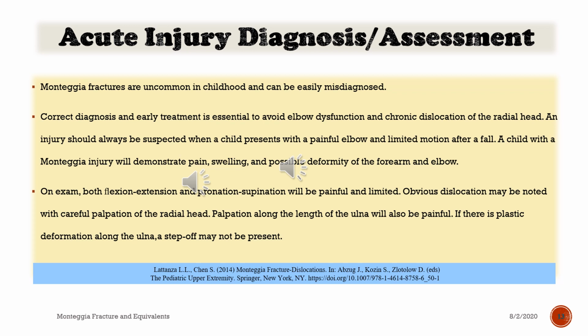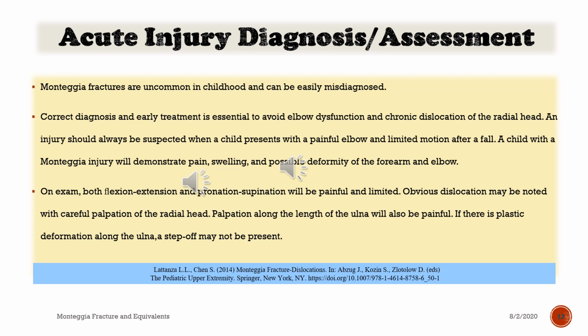Acute injury diagnosis and assessment. Monteggia fractures are uncommon in childhood and can be easily misdiagnosed. Correct diagnosis and early treatment is essential to avoid elbow dysfunction and chronic dislocation of the radial head. An injury should always be suspected when a child presents with a painful elbow and limited motion after a fall.